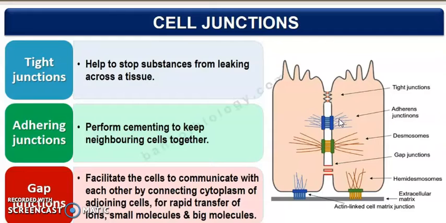So these gap junctions will help in communicating with each other. So what do they help to communicate? The cytoplasm of one cell communicates with the cytoplasm of the adjoining cell, and these gap junctions will help. So they facilitate the cells to communicate with each other by connecting the cytoplasm. How is each cell connecting?